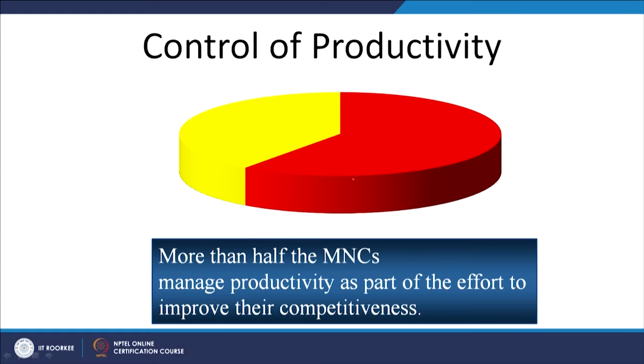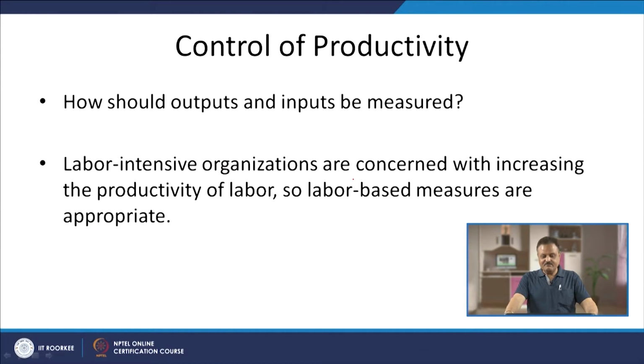So what will happen? Cost per unit of production will come down, and when the cost per unit of production comes down, certainly your prices will be very competitive, and when all that happens, certainly this kind of market share picture can be created. That means we exist in more than half of the market. So improvement in productivity leads to better overall results and better performance. So control of productivity means how should outputs and inputs be measured as well as managed.